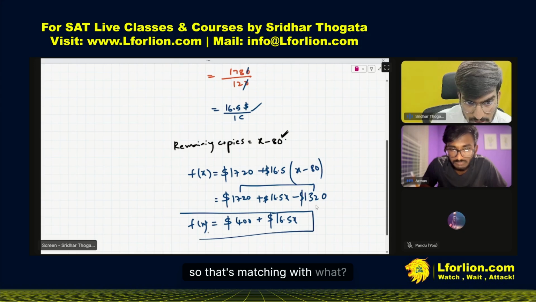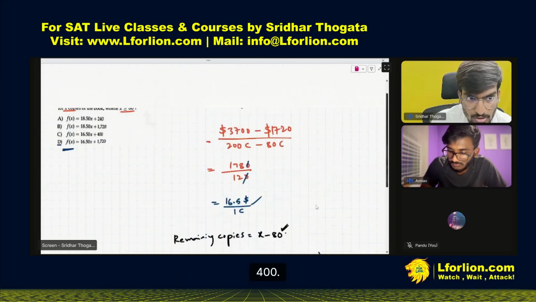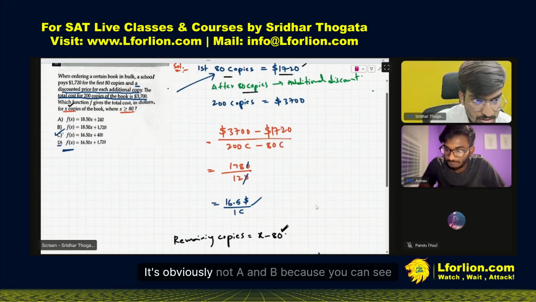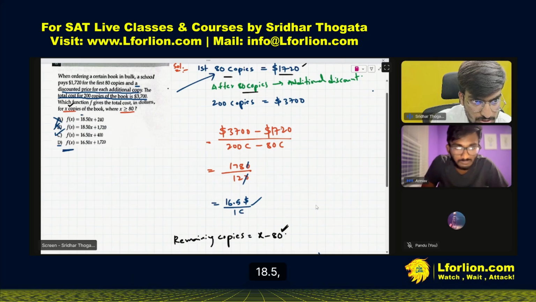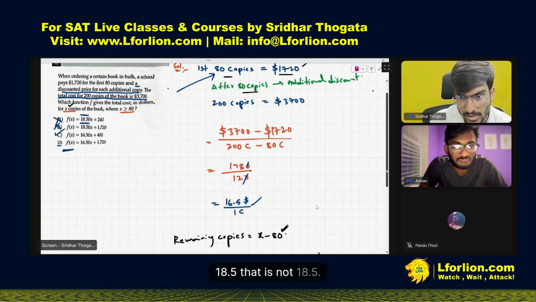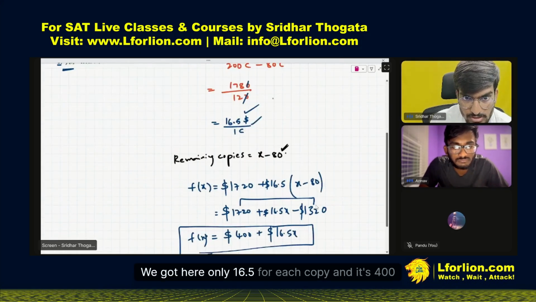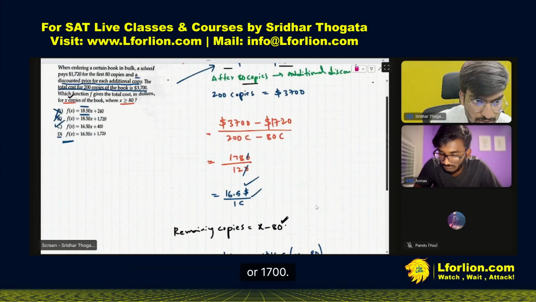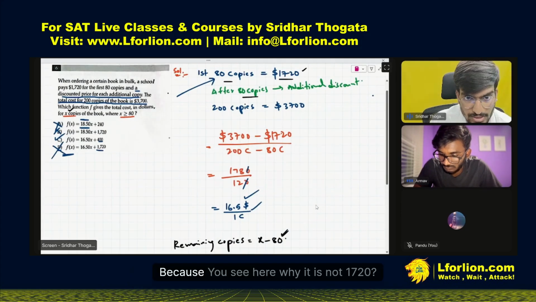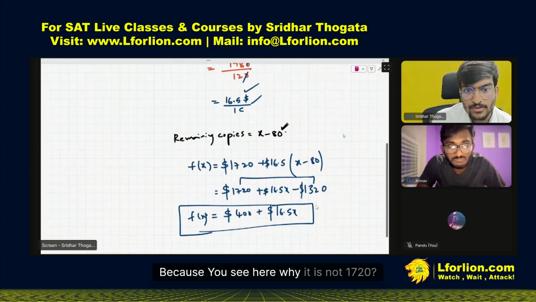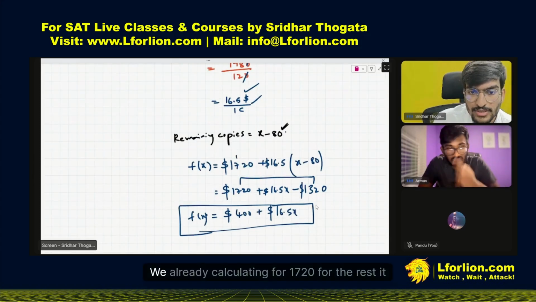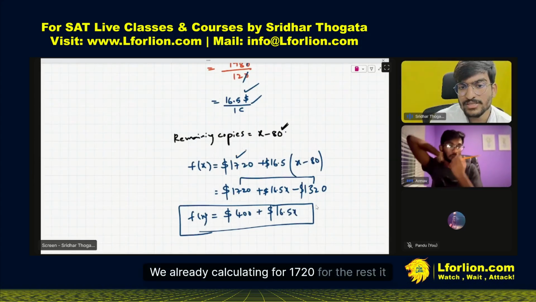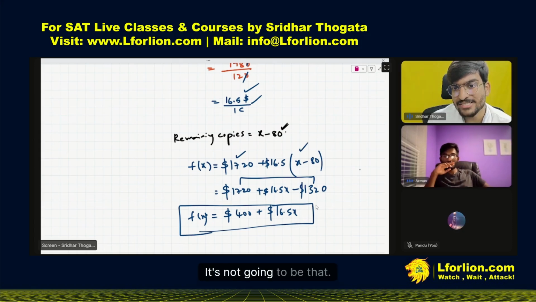So that's matching with what? $400, option C. It's obviously not A and B because you can see 18.5 there, and that is not 18.5. We got only 16.5 for each copy. And it's 400, not 1720. Why is it not 1720? We already calculated for 1720. For the rest it changes. It's not going to be that.